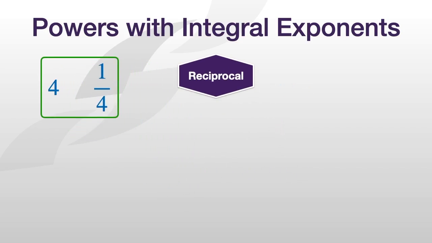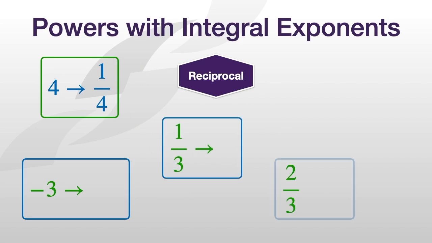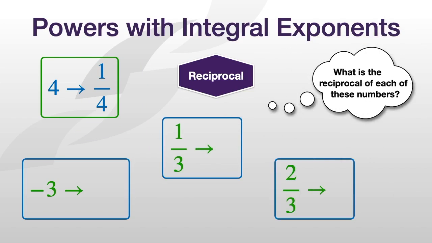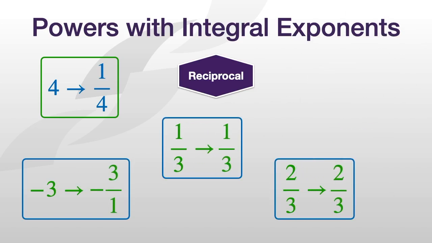With this in mind, what do you think the reciprocal of each of these numbers is? As a first step, we can make sure each number is written as a fraction. Then, because reciprocal means to do the opposite or inverse in terms of multiplying and dividing, to take the reciprocal, we reverse the position of each number. For 3 over 1, we can just write 3.